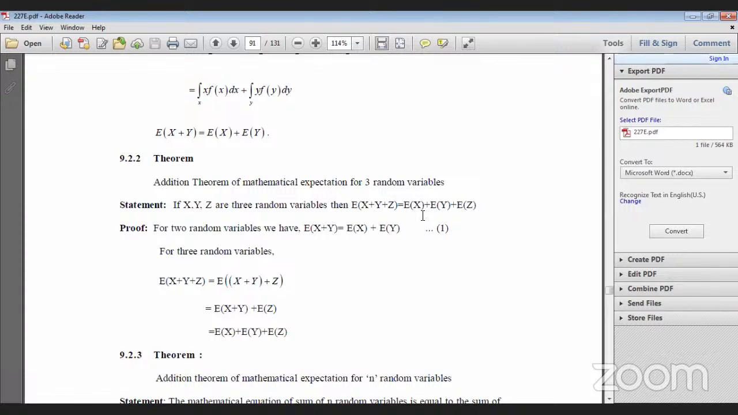Addition theorem of mathematical expectation for 3 random variables. They were asked in the main examination. Statement: if x, y, z are 3 random variables, E of x plus y plus z is equal to E of x plus E of y plus E of z. For 2 random variables, E of x plus y is equal to E of x plus E of y. For 3 random variables, that is the associative property, E of x plus y plus z is equal to E of x plus y plus E of z.